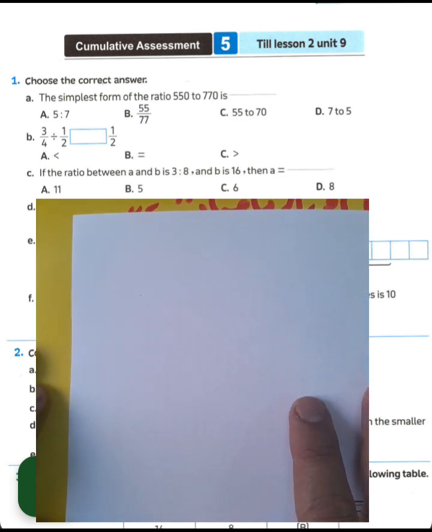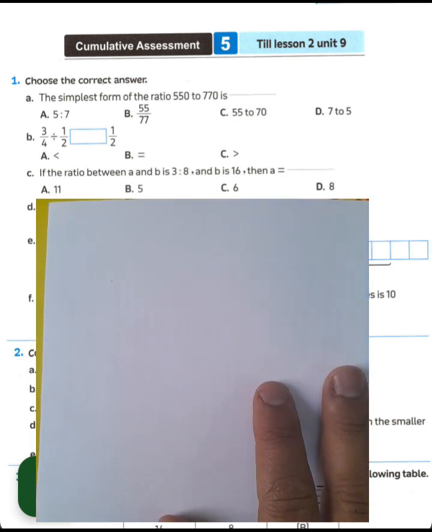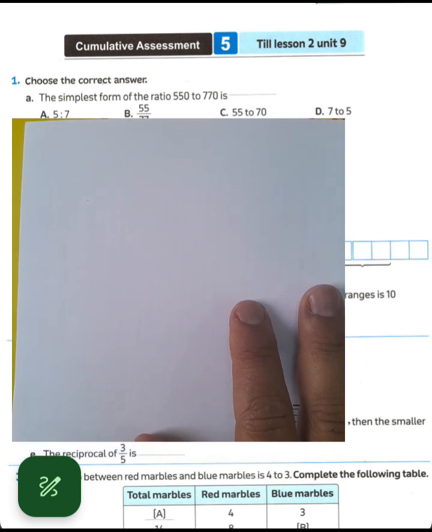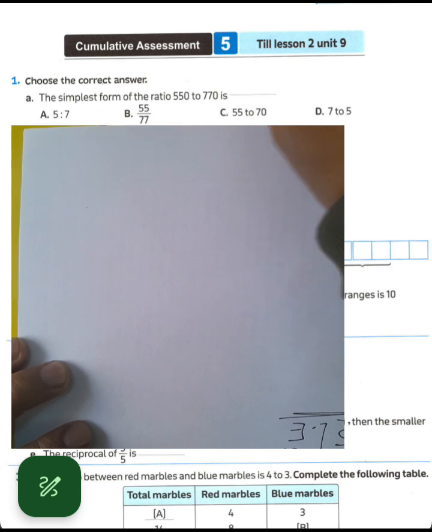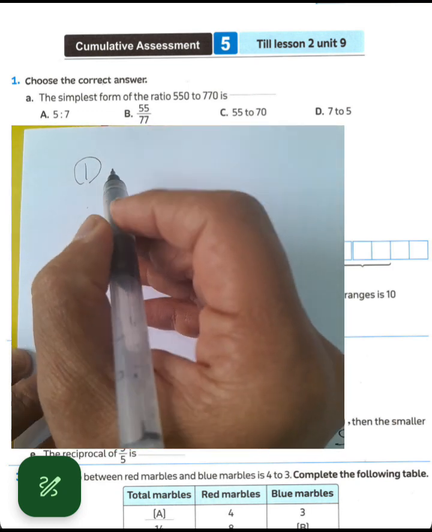Today we'll solve the cognitive assessment from the Al-Moasser book, lesson 2, unit 9. Question number 1, letter A. The simplest form of the ratio 550 to 770 is... Question number 1, letter A.